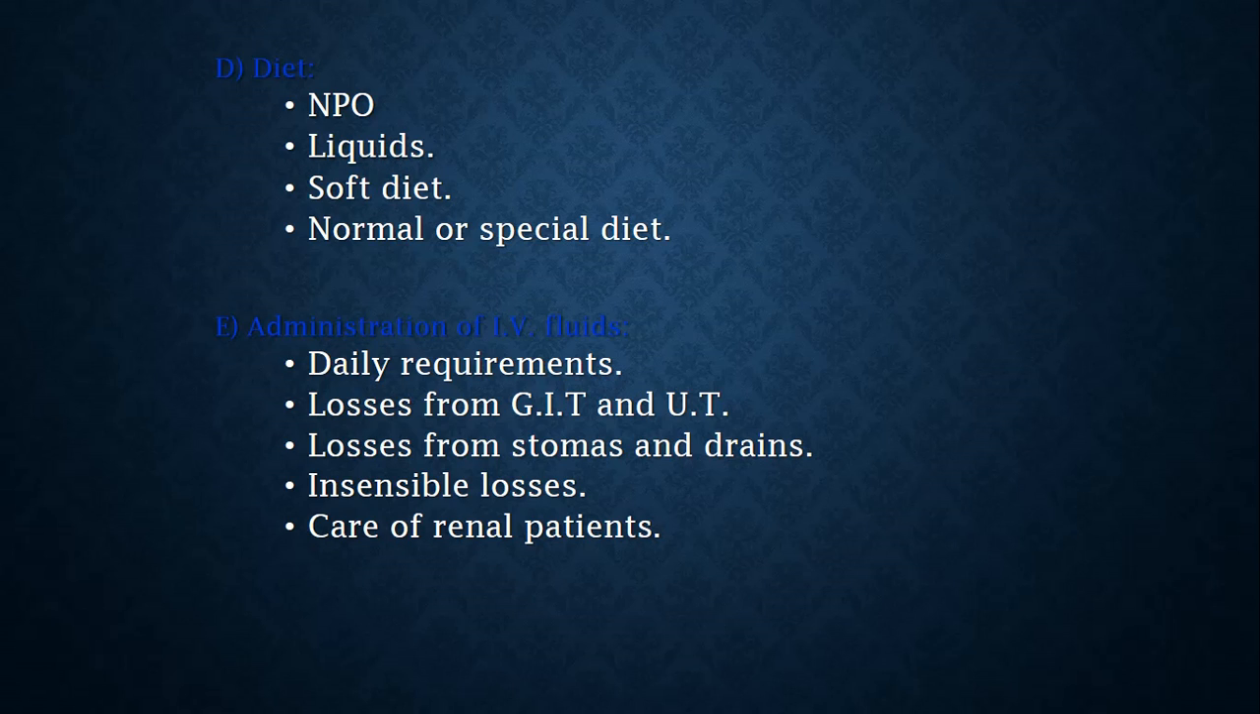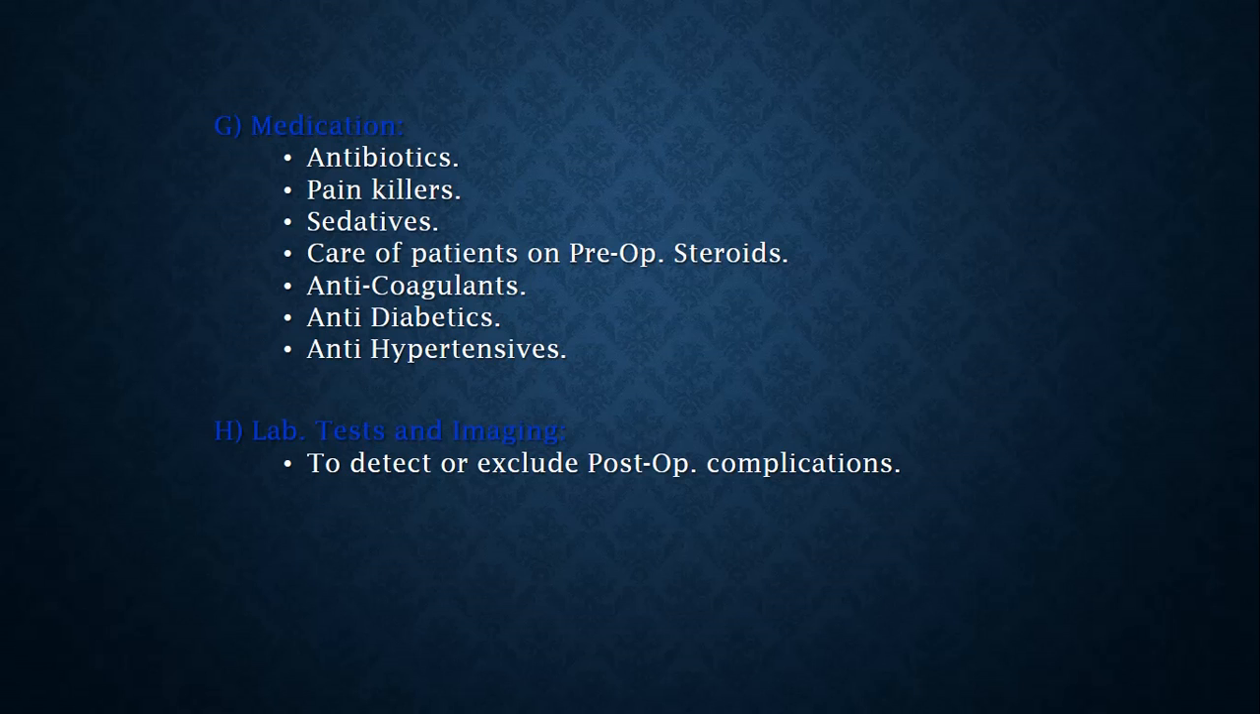Administration of IV fluids depends upon the requirement and losses from the gastrointestinal tract and urinary tract. If there is any stoma, then stoma loss and drain output should also be included. The requirement also includes insensible losses, and care should be given to patients with renal impairment while advising postoperative IV fluids. Postoperative medication includes antibiotics, analgesia, and some patients may need sedative agents.